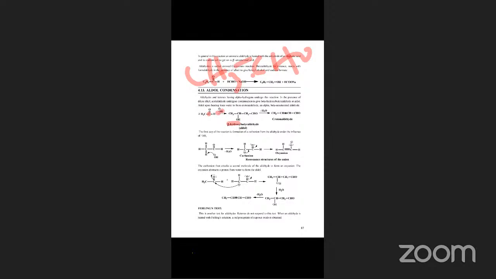Now it gives the beta hydroxy compound. This carbon is the alpha carbon and this one is the beta carbon. The beta carbon contains the hydroxy group, so it is beta hydroxy. How many carbons are there in the straight line? Four carbons, so butane. The functional group is aldehyde, so it is beta hydroxy butyraldehyde, which is known as aldol. The name is aldol.